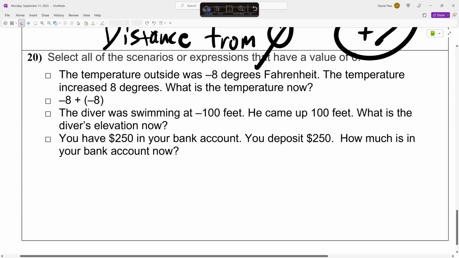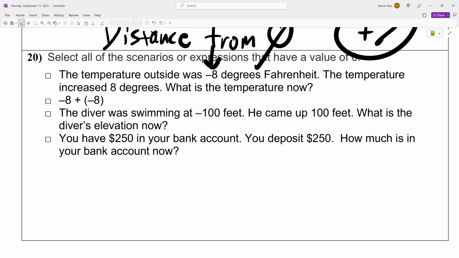Alright, which one of these are 0? Well, let's find out. Start at negative 8, right? And then it says increase by 8. Do we end up at 0? Yes, we do. So you're going to put a big check or circle. What about the next one? No, because this one would equal negative 16. So that one's no.